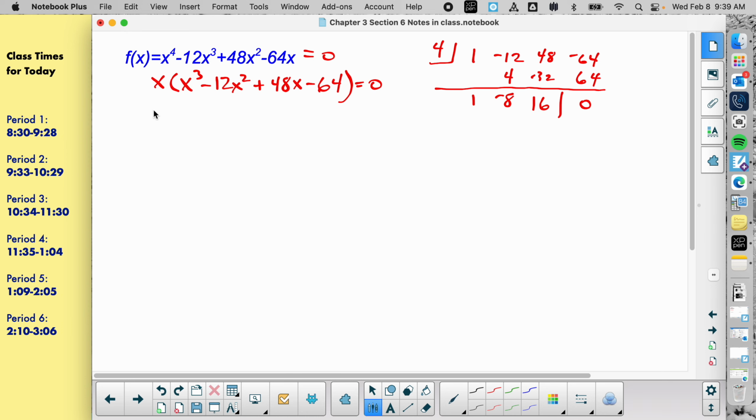Okay, so I know I have x. I know I have x minus 4 because I just found out 4 was a root. These numbers at the bottom of synthetic division tell you what's left. This is going to be plus 16 minus 8x plus 1x squared. So you basically start from the right, work your way to the left, and it goes up in power each time. And x squared minus 8x plus 16, I can factor right away as well without needing synthetic. So this is going to be x minus 4, x minus 4. This is actually terrible. All right, well, let's go with it.